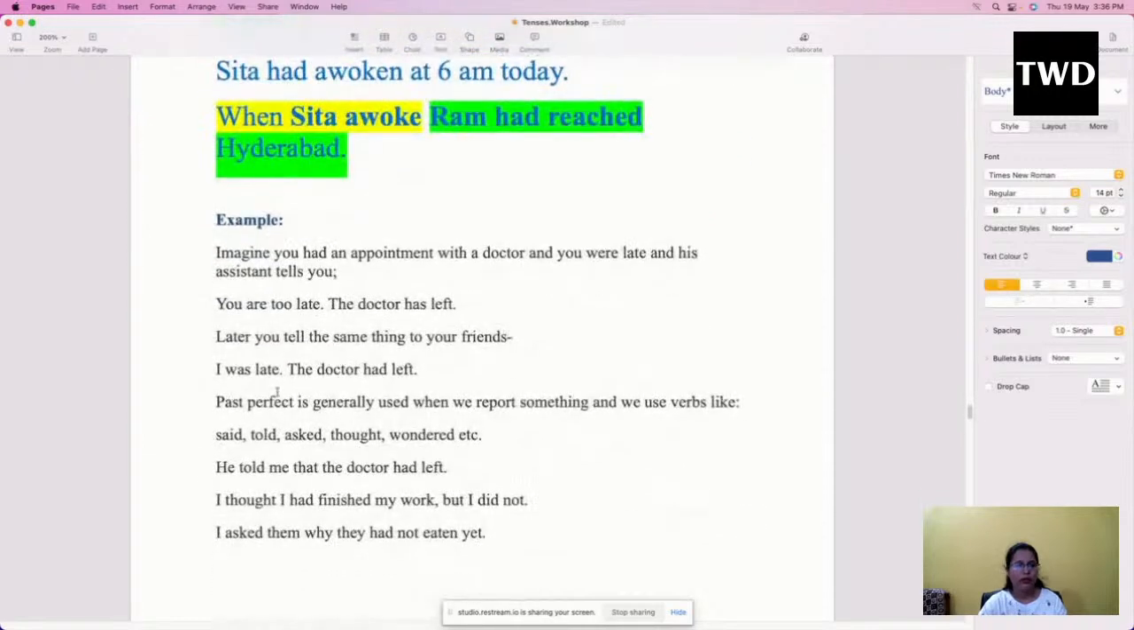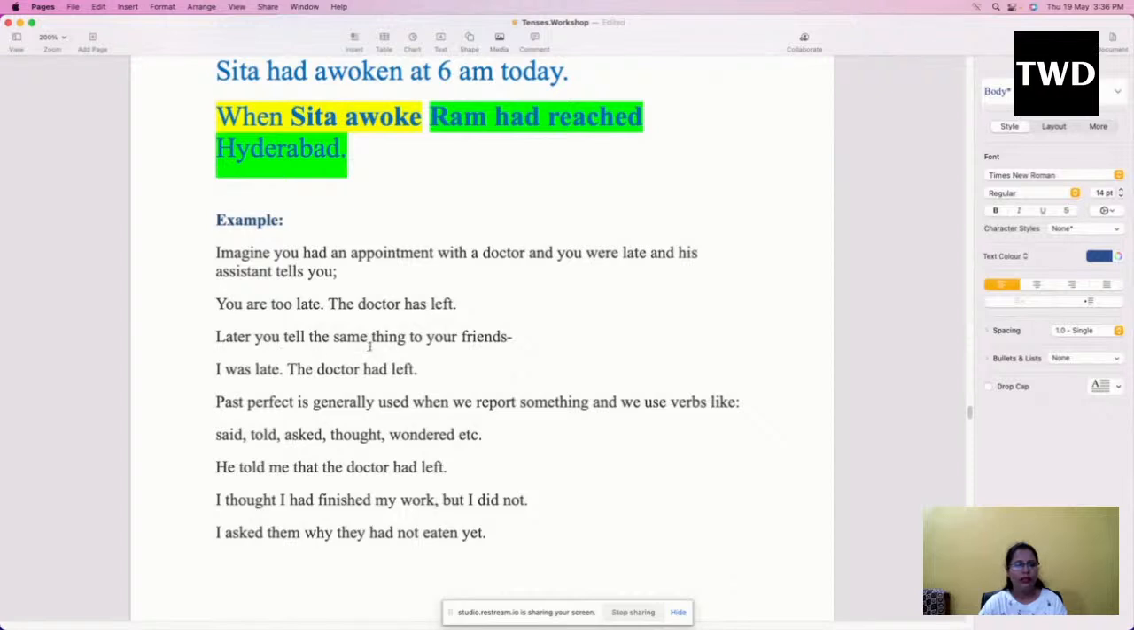Okay. So, for example, imagine you had an appointment with a doctor and you were late and his assistant tells you. So when you are in the clinic, what does the doctor's assistant tell you? You are too late. The doctor has left. So just now the doctor has left, and that's why the assistant is using what? Present perfect. The doctor has left.